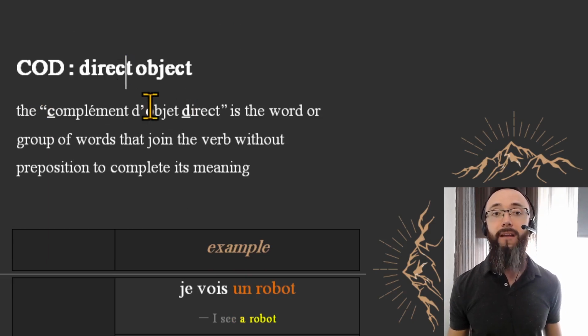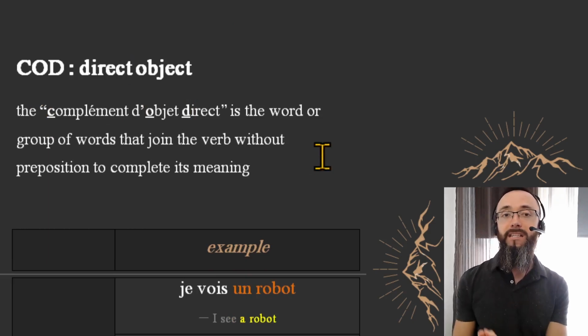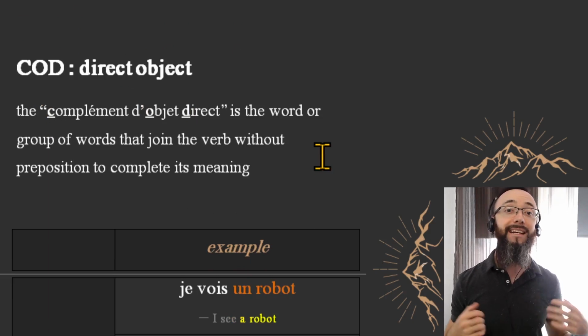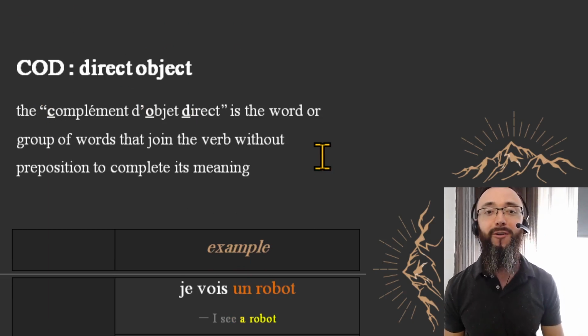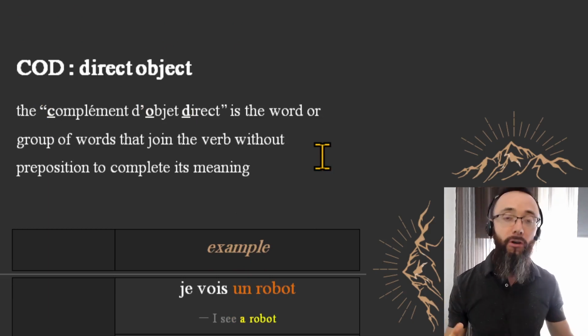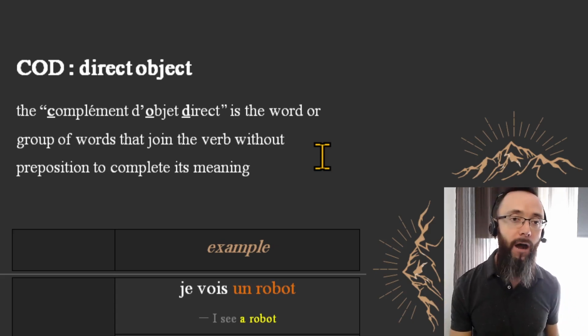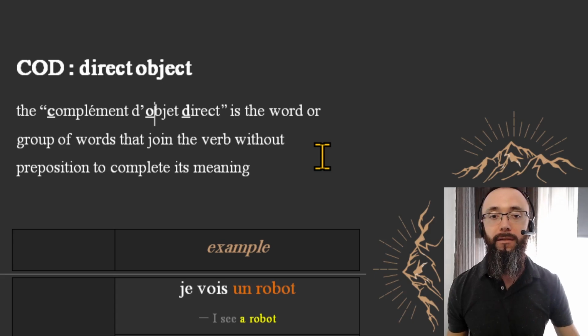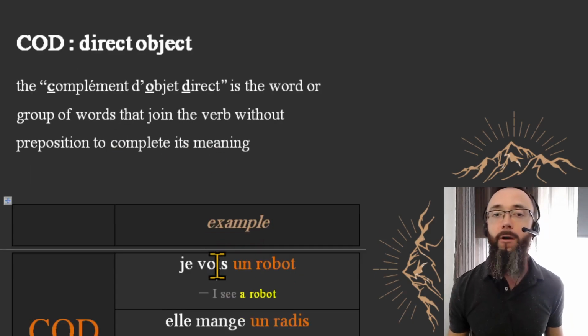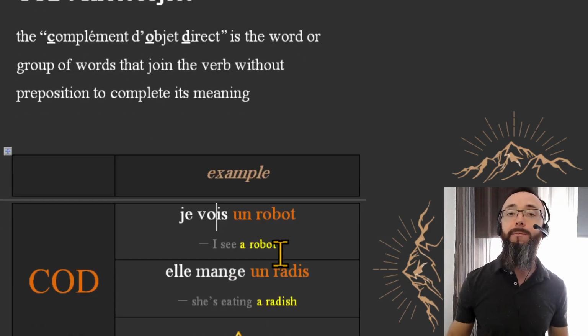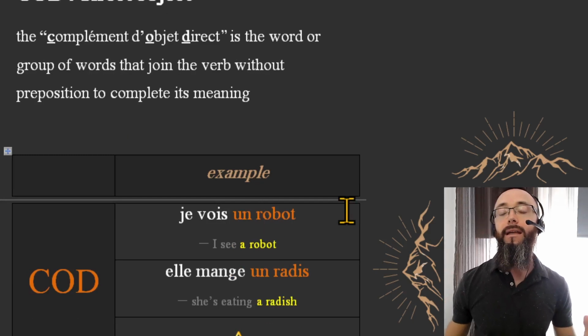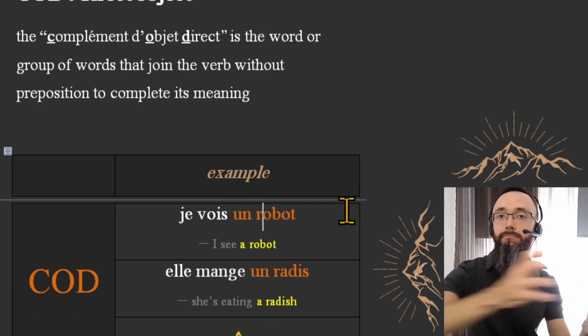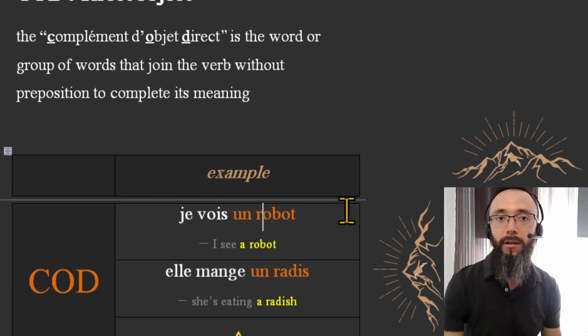What does it stand for? The COD stands for complément d'objet direct and is the word or group of words that join the verb without a preposition to complete its meaning. So we have a verb here that has an incomplete meaning, and the COD completes its meaning.